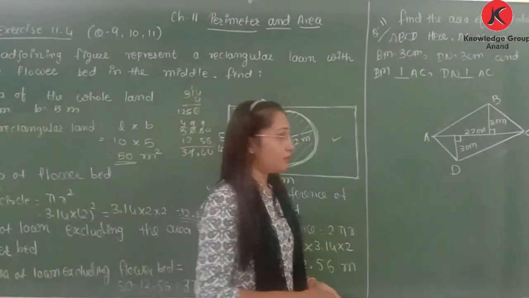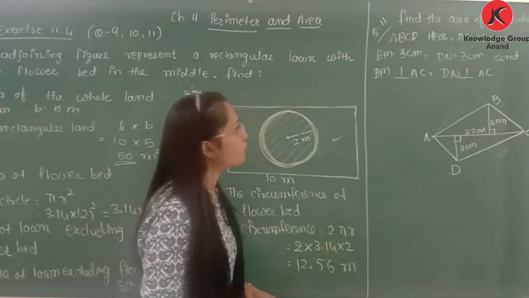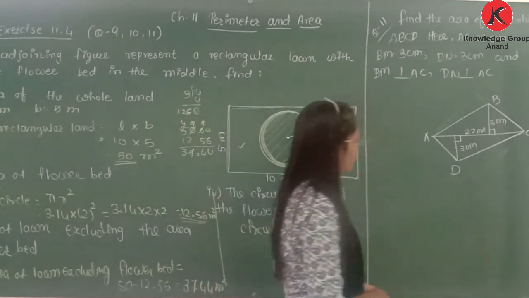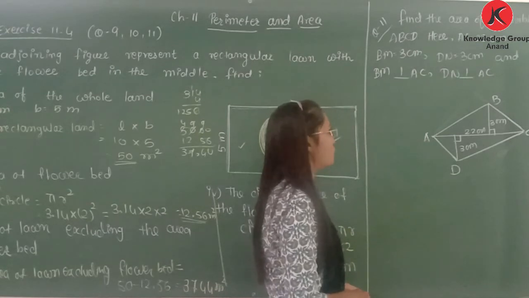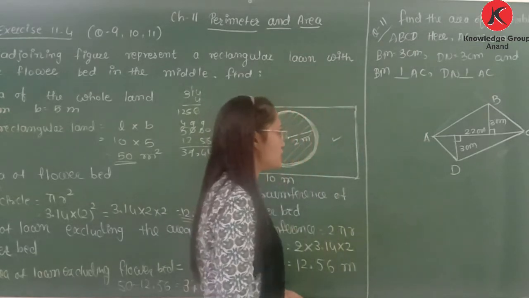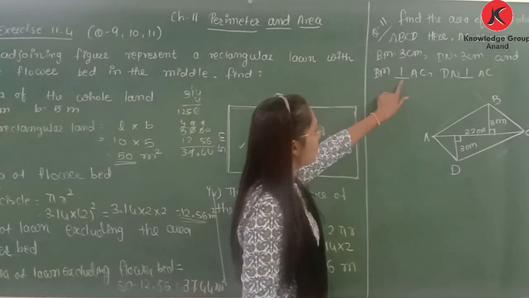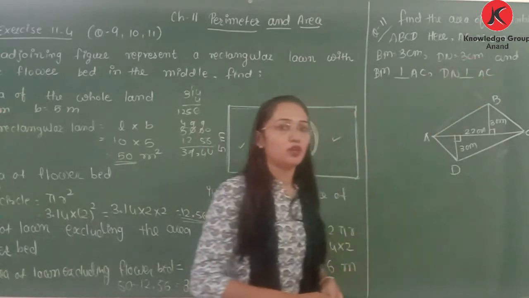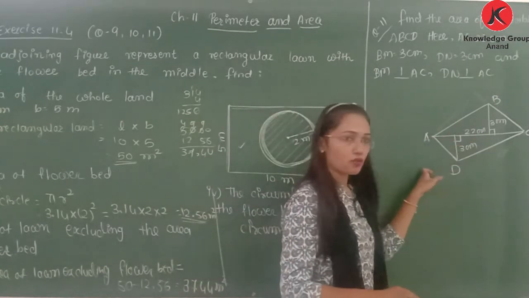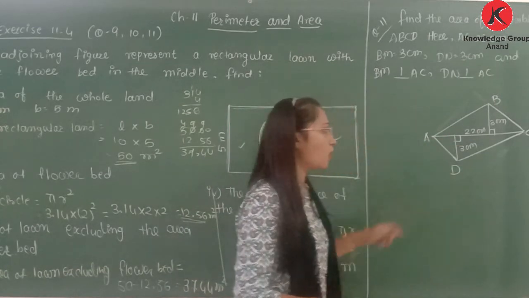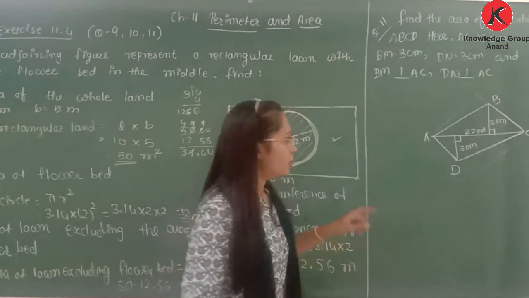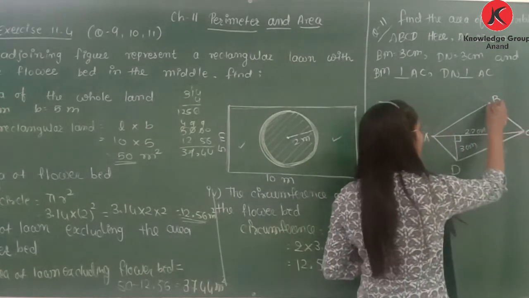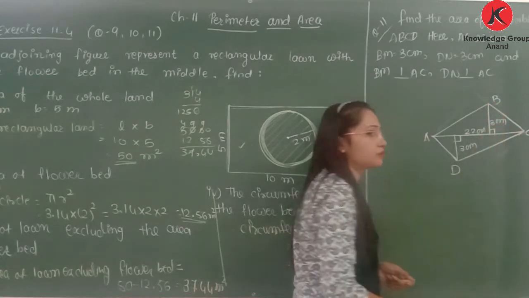Now question number 11. Find the area of quadrilateral ABCD. Here AC is 22 cm, BM is 3 cm, BN is 3 cm, BM is perpendicular to AC and DN is perpendicular to AC. So this is the quadrilateral. What is a quadrilateral? It is a polygon with 4 sides. In the figure you can see this line is 22 cm and this is the perpendicular distance.